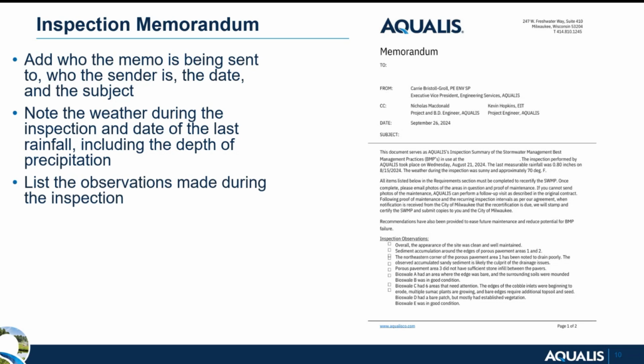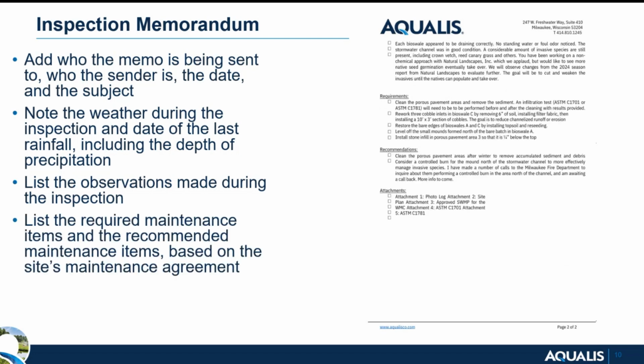From that top section, we'll move down to our inspection observations. We'll list them in bullet form, going around all the different BMPs, listing all of the observations we've had on the site. Then as we continue into the report, we have our required maintenance section. This is everything from your pavers not draining to your cobbles falling out of your bioswales. And then the recommended maintenance, which are items that aren't enforceable at the moment, but if they are left unattended, they could result in a larger headache or cost as time goes on.